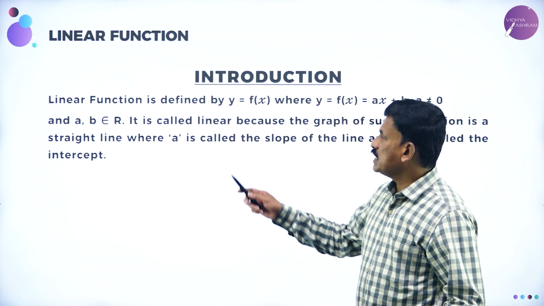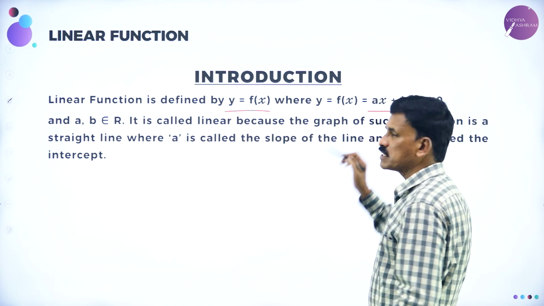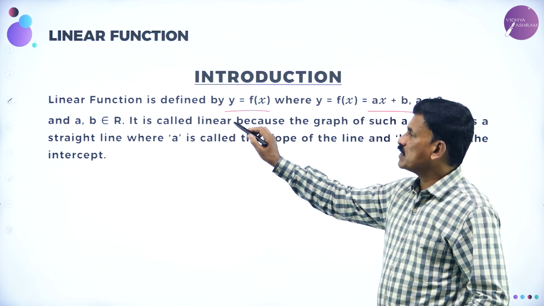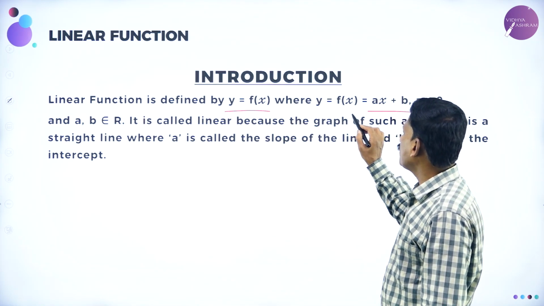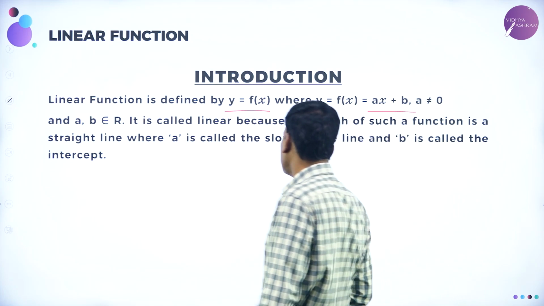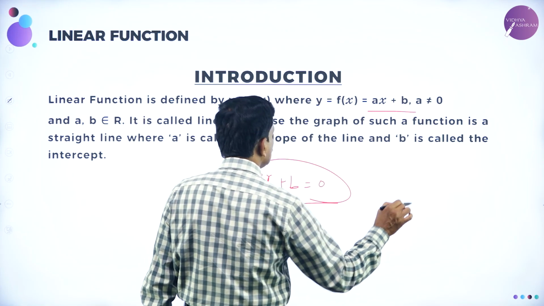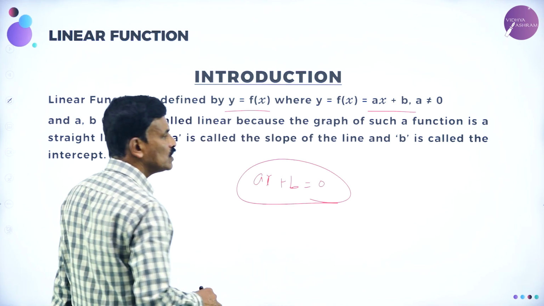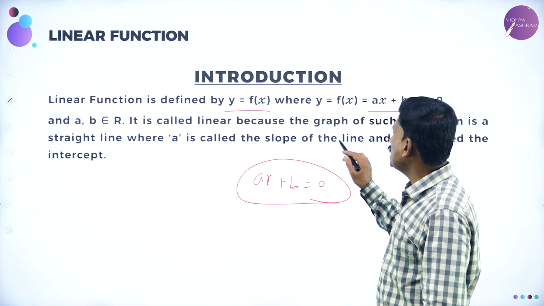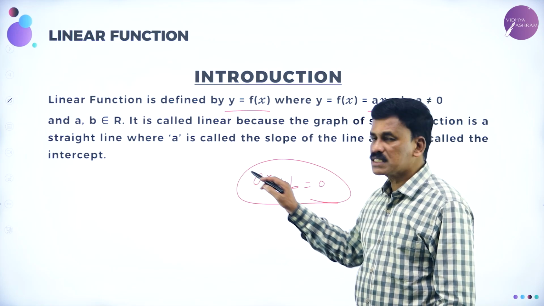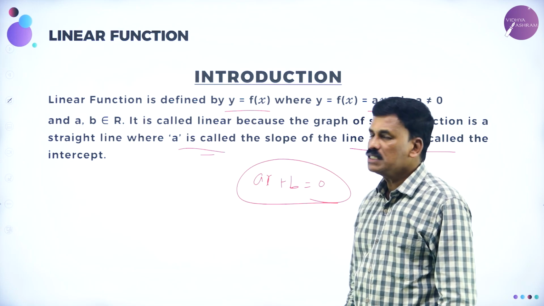A linear function is nothing but a function of the form ax plus b. That is, a linear function is defined as y is equal to f of x, which is represented as ax plus b. Any equation of the form ax plus b is equal to 0 is called a linear function. A and b are constants which belong to the real numbers. It is called linear because the graph of such a function is a straight line, where a is called the slope of the line and b is called the intercept.